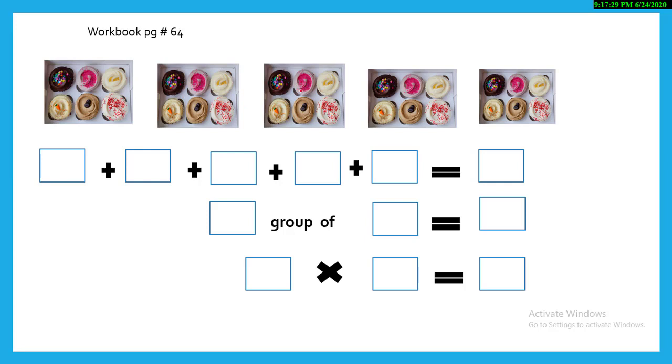Okay, so what we are going to do again, first of all, you need to keep one thing in your mind: count how many cupcakes are mentioned in each picture. Let's count it. 1, 2, 3, 4, 5, 6. Okay, there are 6 cupcakes in each box.